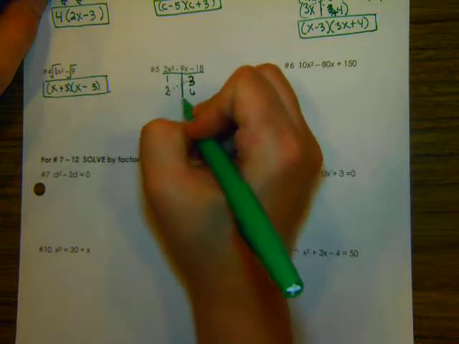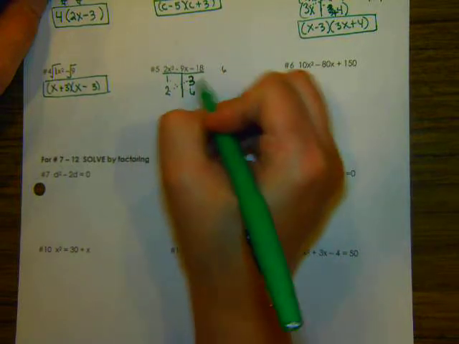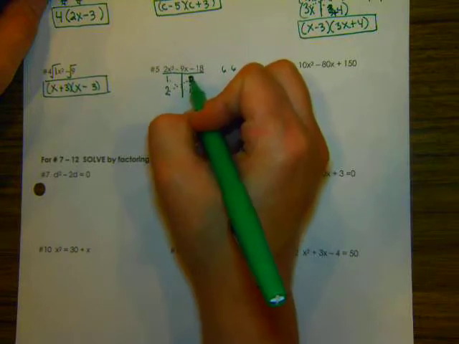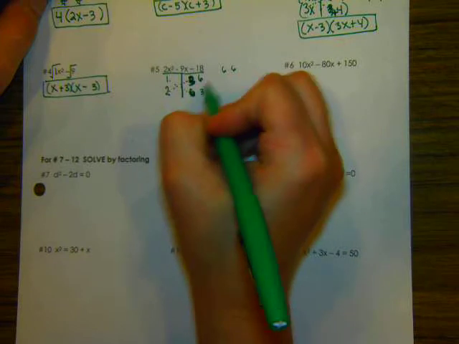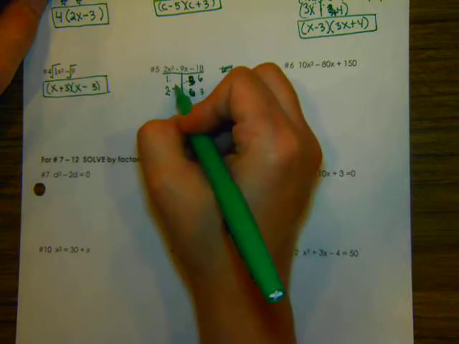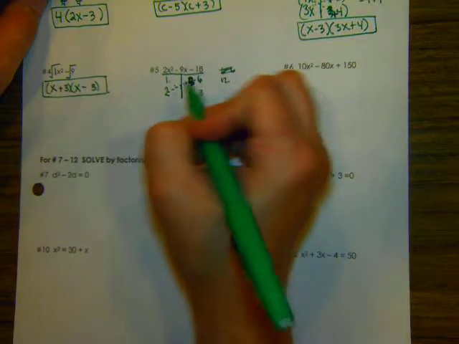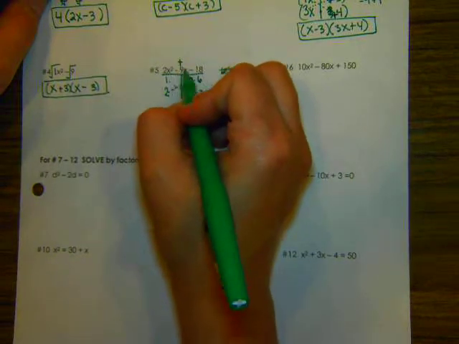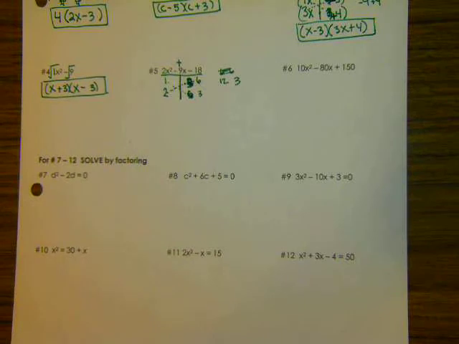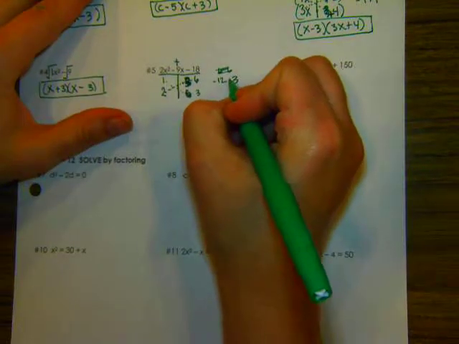2 times 3 is 6. 1 times 6 is 6. Didn't work. No big deal. Let's try switching the order. 6 and 3. Okay. 2 times 6 is 12. 1 times 3 is 3. Now remember, we're still trying to add to the negative 9. That's how I knew 6 and 6 weren't going to work. But 12 and 3 will work as long as the 12 is negative and the 3 is positive.